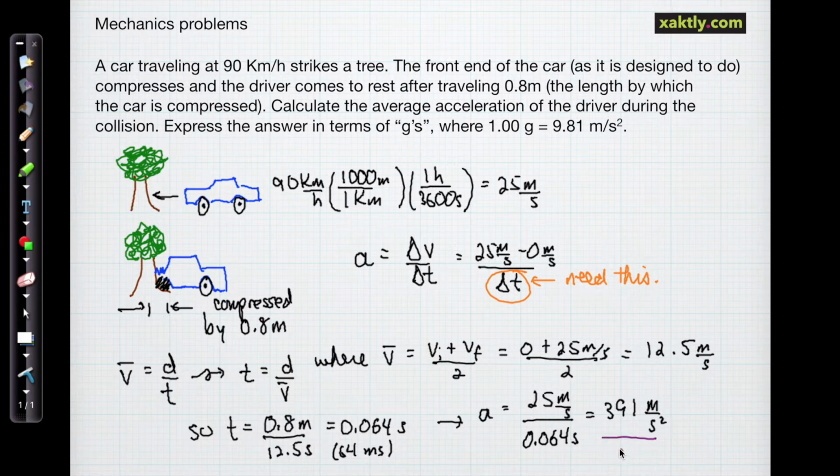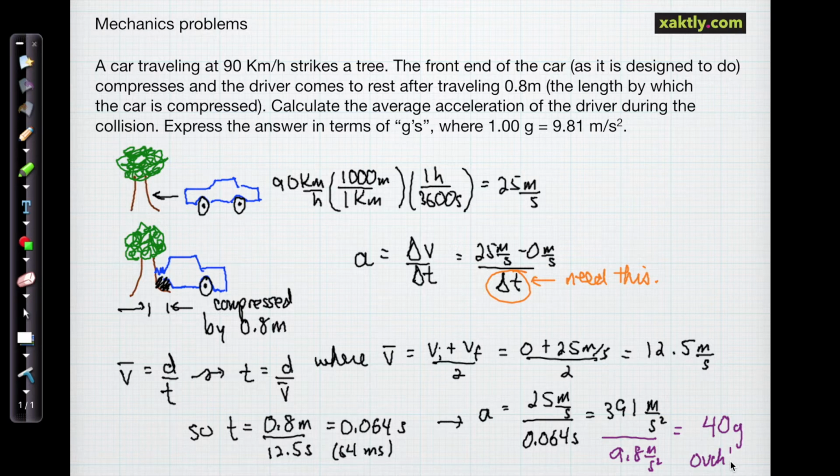So that's my acceleration. And I wanted that in terms of g, the acceleration of gravity on Earth. So if I divide that by 9.8, I get about 40 g. So the acceleration we experience is about 40 times that of the acceleration that we would feel if we were just jumping off a building or something.